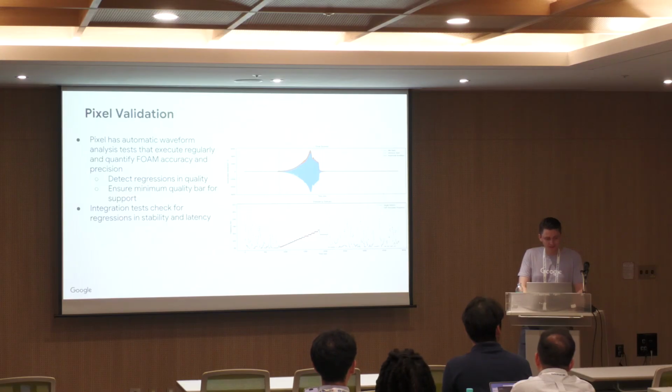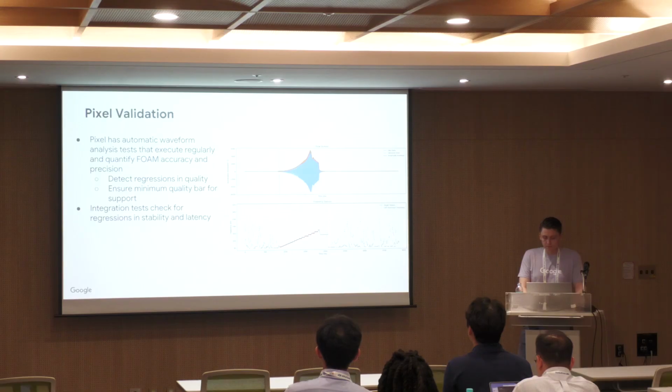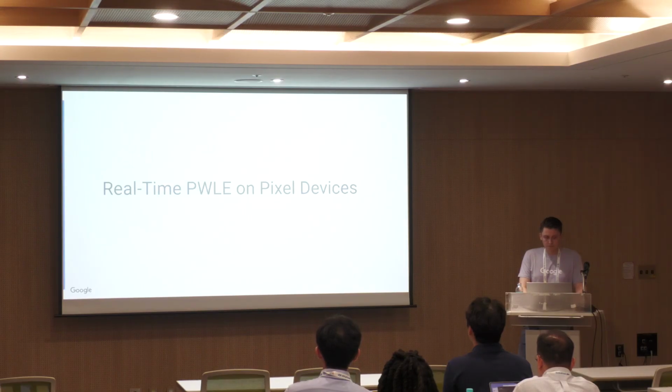And then we also have additional integration tests that check for regressions in stability and latency. So these are end-to-end tests that check for increases in the latency between, say, touching the screen and the haptic effects starting, or regressions in stability of the haptic effects of the system.